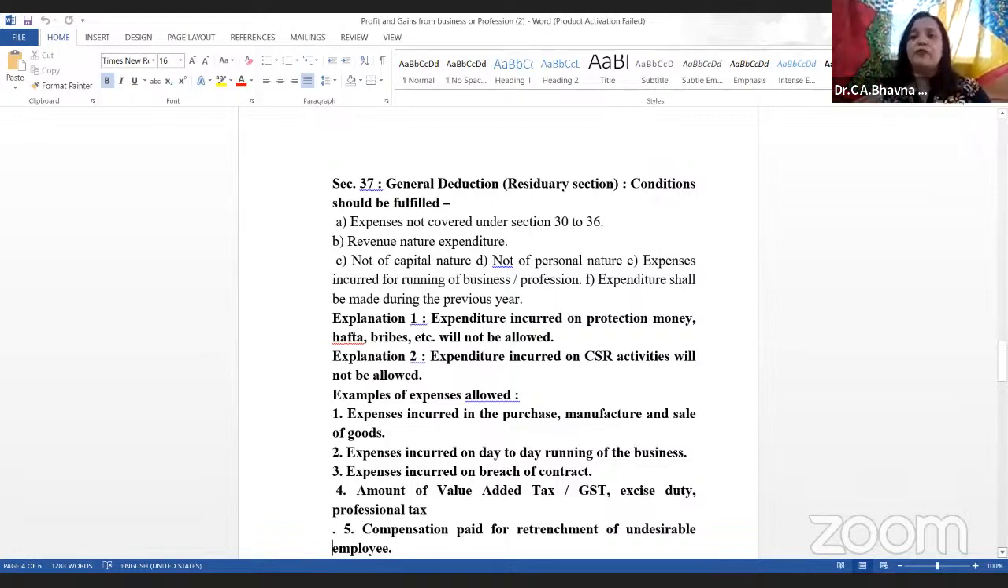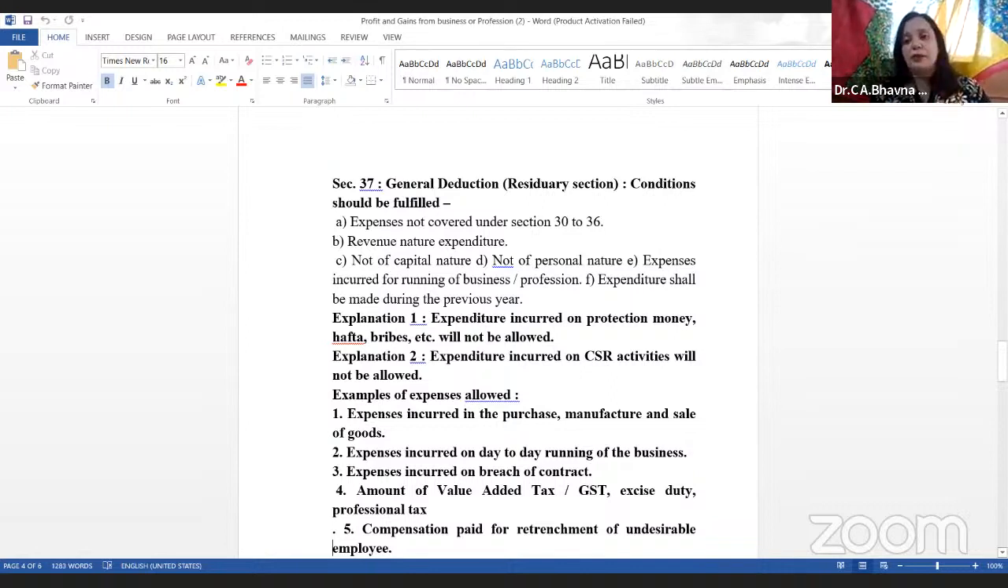पर्सनल नेचर मतलब एम्प्लॉयर खुद को सैलरी दे रहा है, एम्प्लॉयर खुद को इंटरेस्ट दे रहा है, एम्प्लॉयर की वाइफ कंपनी में काम कर रही जो 10th पास है उसको 50,000 सैलरी दे रहा है. तो ऐसे एक्सपेंडिचर अलाउड नहीं होंगे. लेकिन जो बिजनेस से रिलेटेड है, रेवेन्यू इन नेचर है, वो अलाउेबल होंगे.